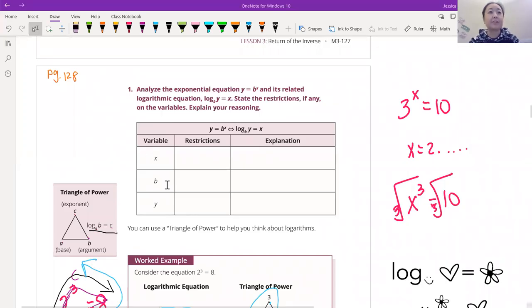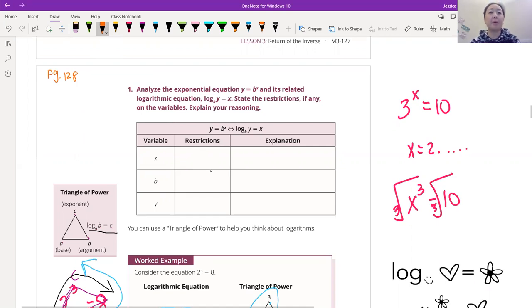Hi, everyone. We are on page 128 right now, on the very top part. I was supposed to go over this last lesson, but some classes I didn't, so we're just going to go over it, and even if we did, we'll go over it again. It'll help us with what we're doing today.